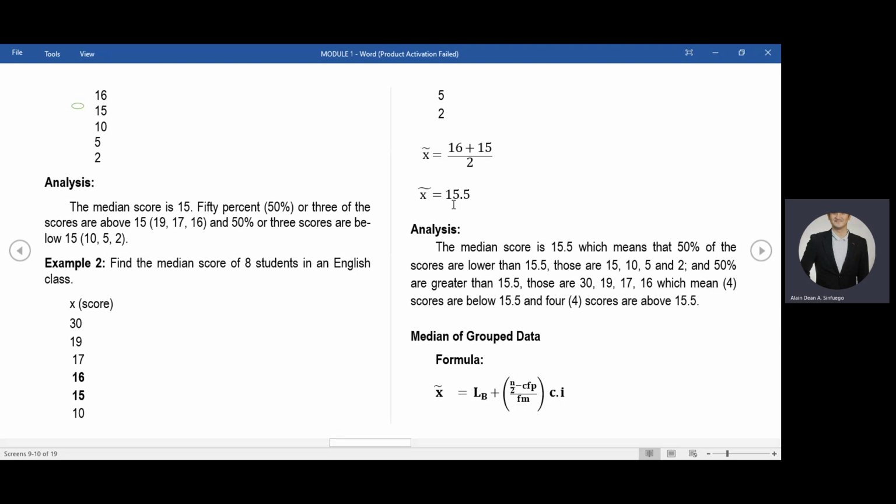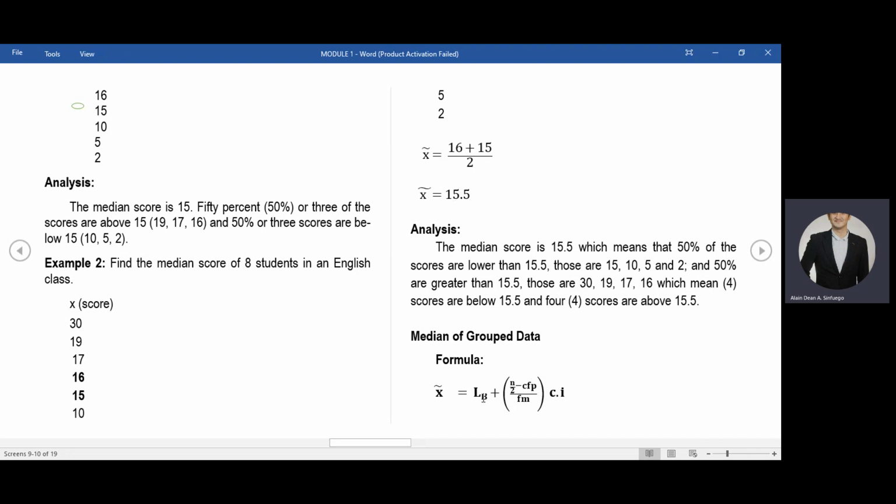Please do take note that the median can be found among the data set of values, or it could not, especially with an even number of data set values. Analysis: 15.5 means that 50% of the scores are lower than 15.5, namely 15, 10, 5, 2, and 50% are greater than 15.5, namely 13, 19, 17, and 16, which means 4 scores are below 15.5 and 4 scores are above 15.5. Now, how about the median of grouped data?